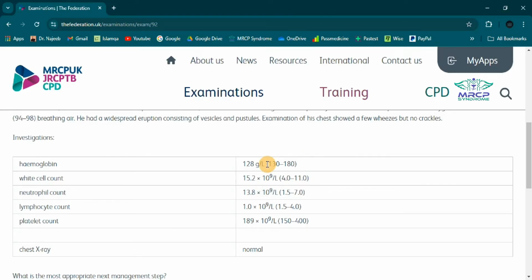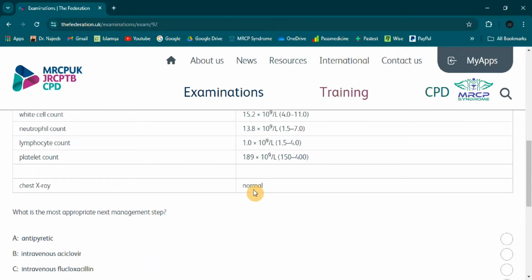Regarding investigation, the white cell count is elevated, so leukocytosis with neutrophilia suggests an ongoing systemic inflammatory response. There is lymphopenia, which is consistent with immunosuppression, possibly due to the steroid use. And the chest x-ray is normal. This is significant because it rules out the complication of VZV pneumonia, but it does not exclude the need for aggressive treatment.